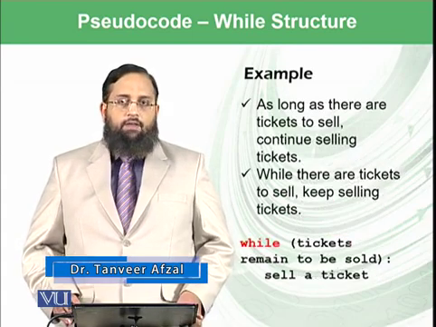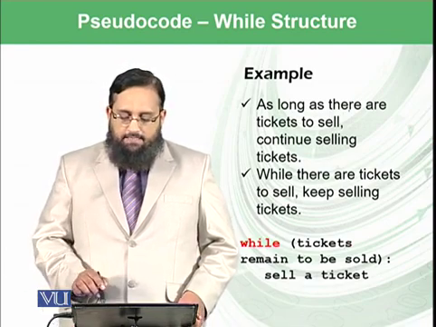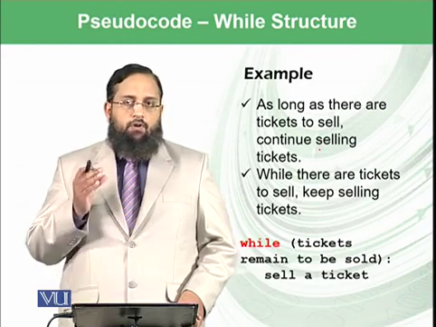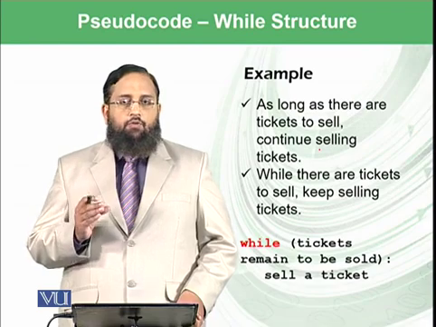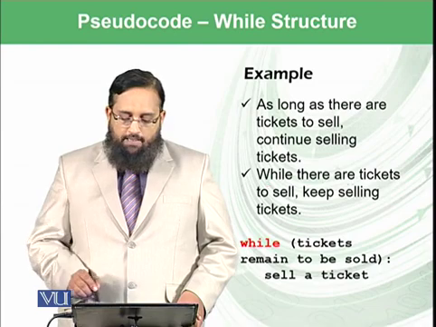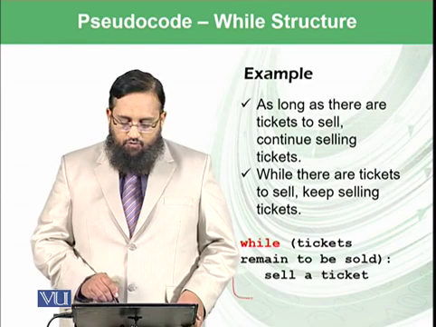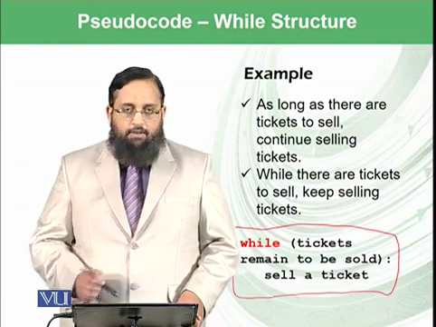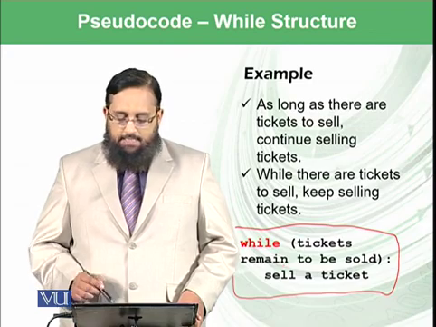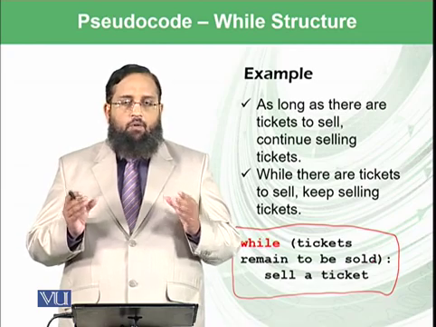If we try to understand it using an example: as long as there are tickets to sell, continue selling tickets. If you want to represent such a statement, you can represent it using while. So you can also say, while there are tickets to sell, keep selling tickets. And this would be the pseudocode which we have written here: while tickets remain to be sold, colon, sell a ticket. So this structure is a while structure.